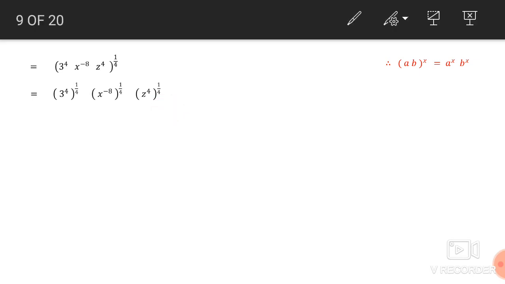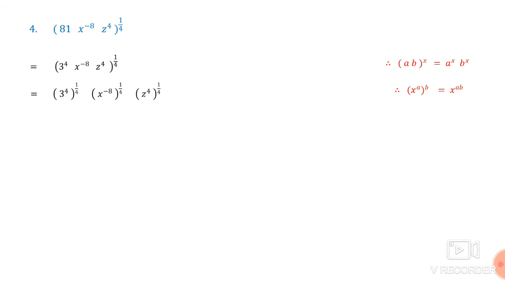Again the law of exponent is applied here. According to this law, these exponents will be multiplied with each other. When we multiply 4 with 1 upon 4, this 4 and 4 will be cancelled out, and we will be left with only 3 exponent 1. Same happens here, same happens here. So we are left with 3 exponent 1 or just 3, x exponent minus 2, z exponent 1.